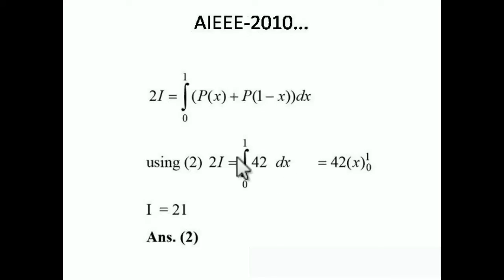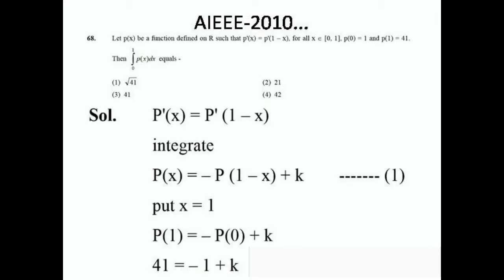So 42 is a constant. Integration 0 to 1 of 1 dx, that is x from 0, upper minus lower, that is 1. So 2i is equal to 42. That means I is equal to 21 as my answer. See, very simple, but still a very tricky question, a combination of differential equation and integration both. So my answer option number 2 is my right option, that is 21.